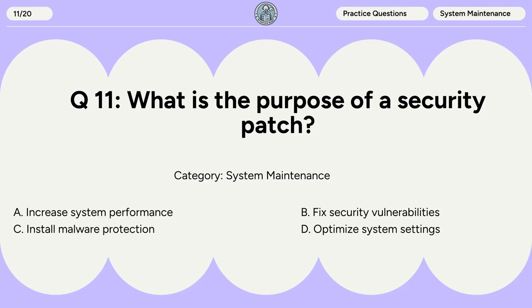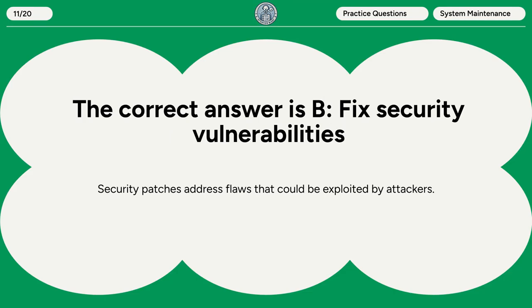Question 11. What is the purpose of a security patch? A. Increase system performance. B. Fix security vulnerabilities. C. Install malware protection. D. Optimize system settings. The correct answer is B. Fix security vulnerabilities. Security patches address flaws that could be exploited by attackers.